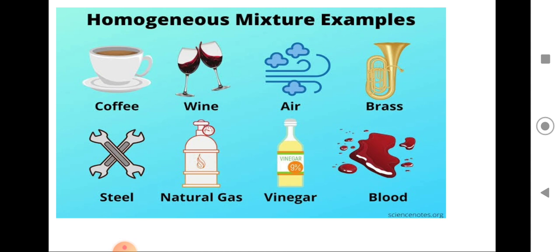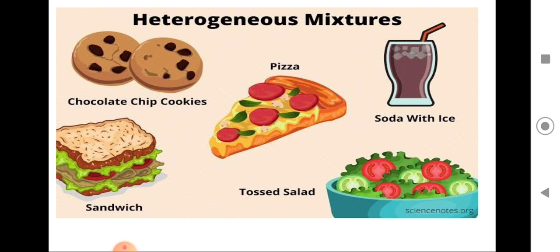Now homogeneous mixtures, children: air, coffee, vinegar, your blood also is a homogeneous mixture. What do we mean by that? Two or more substances are mixed together and distributed uniformly, and you cannot see them as separate substances. In heterogeneous mixtures also, two or more substances are mixed, but they are not mixed in a uniform way. Visibly we can see the two or three components and how they got mixed.